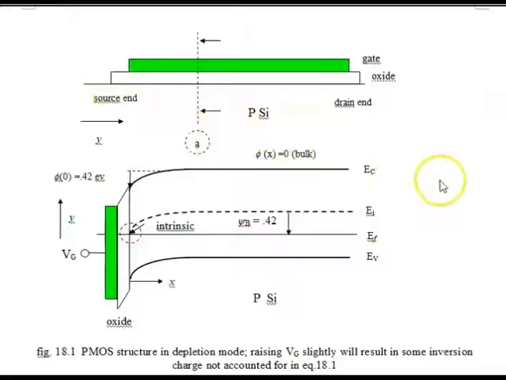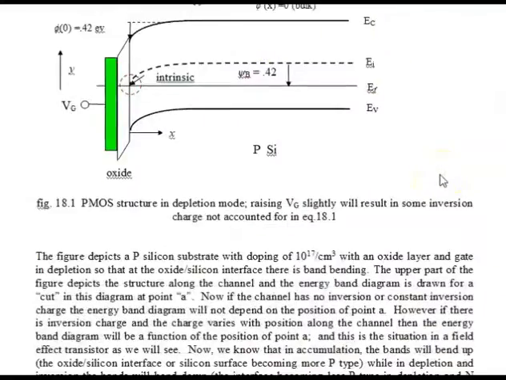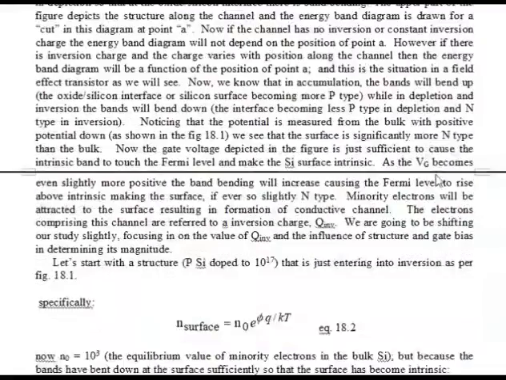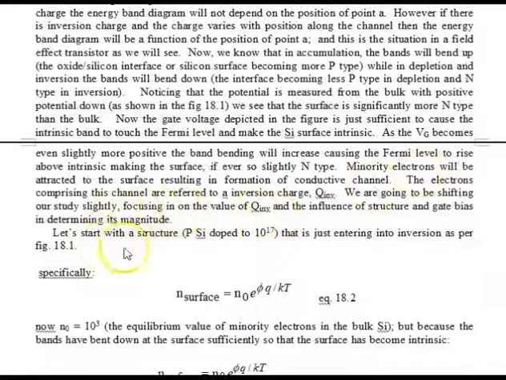Okay, so let's take this a little bit further. This again is going to be very much in the way of a review. We start with a p-doped silicon. That will be our standard or default position, doped to 10 to the 17th. That's what's depicted in the figure, just entering into weak inversion. So it's just barely intrinsic, so phi will be 0.42.